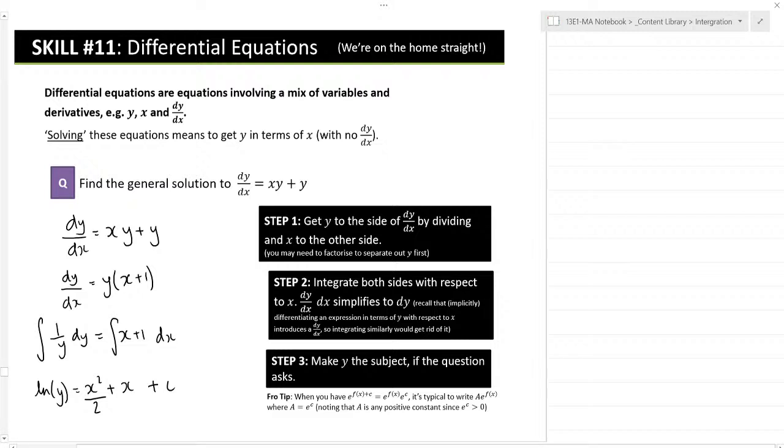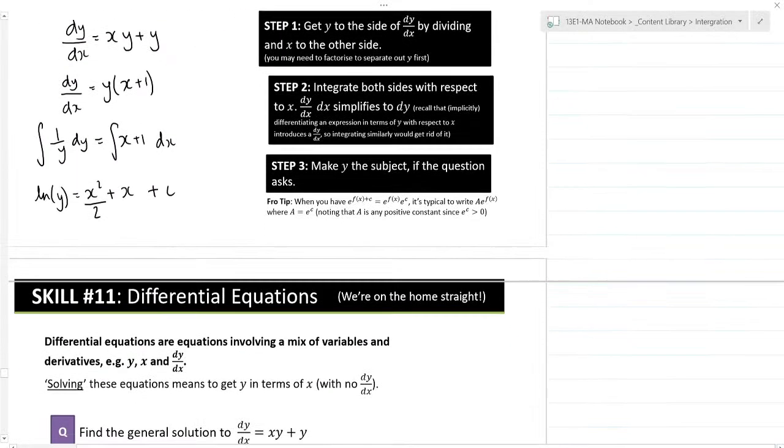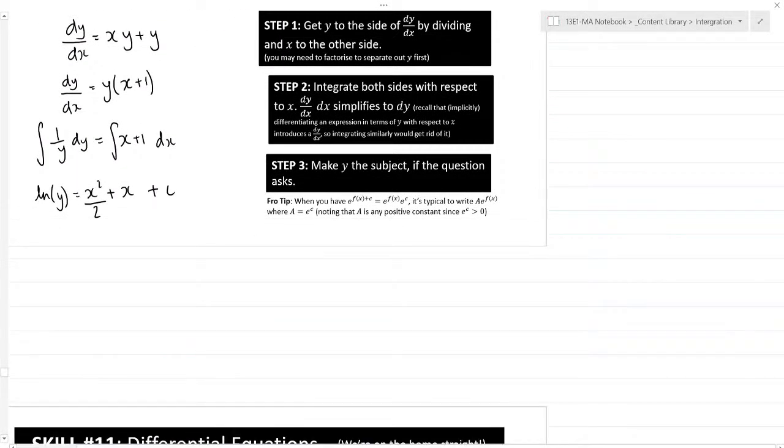And the next little stage of this is we want to make y the subject. Okay, that's what we're trying to do. We're trying to make y the subject. So the last little stage of this is that we, well, what does ln mean? What's the base of ln? Yeah, base is e. So this is going to be y is equal to e to the x squared over 2 plus x plus c.